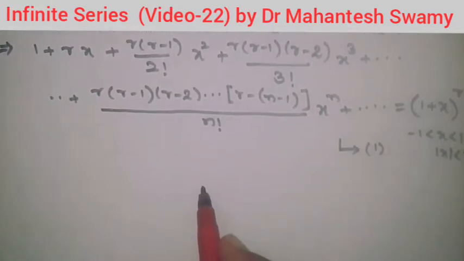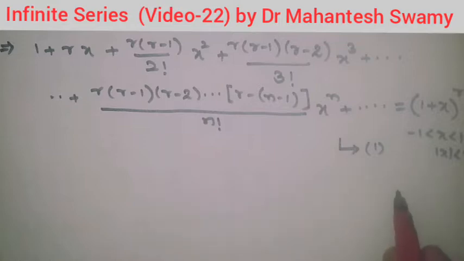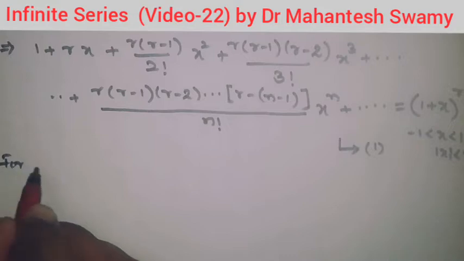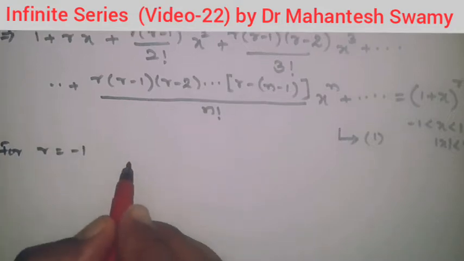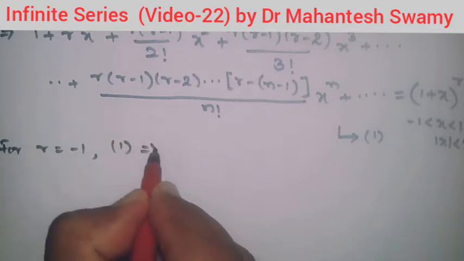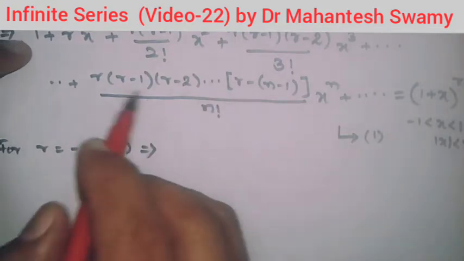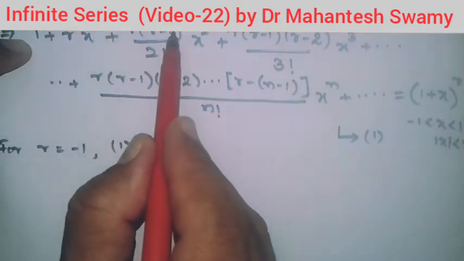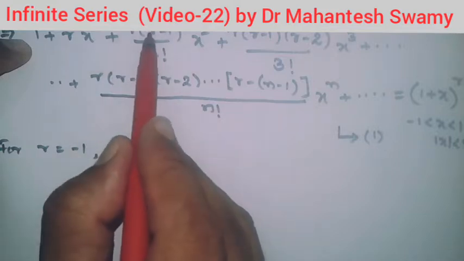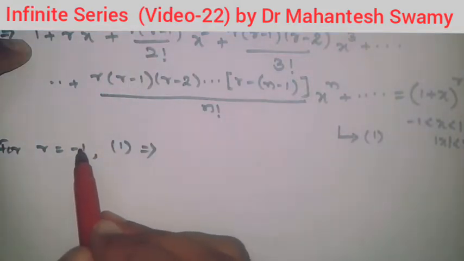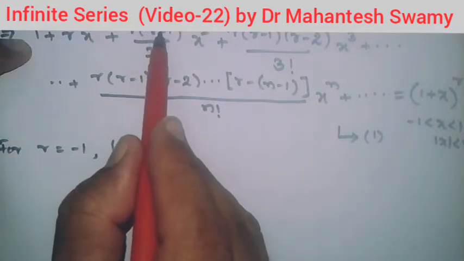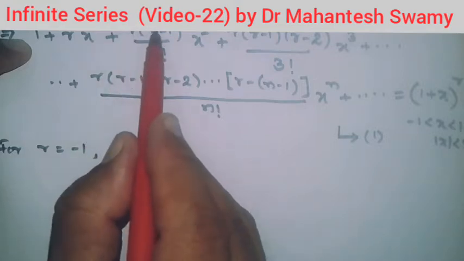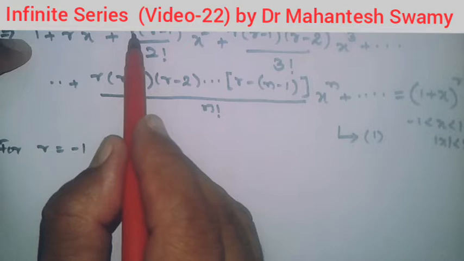Now what happens to series number 1 when r is equal to minus 1? For r equal to minus 1, equation 1 becomes, wherever r is there, let us substitute minus 1. Here it will be minus 1 into (minus 1 minus 1), and (minus 1 minus 2); with minus 1 multiplied, minus minus cancelled, it will be 1 into 2 divided by 2, 2 cancelled, so only 1 remains.